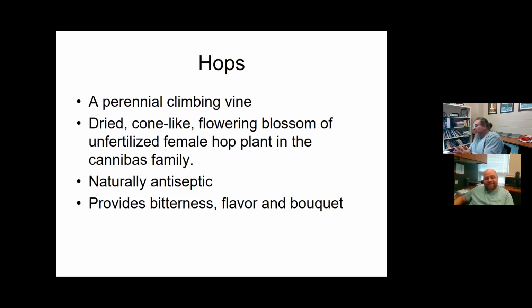Some of the neat things about hops is it's naturally antiseptic. So if you're making something for humans to consume prior to a time when you understood food safety, you add hops to this thing, and all you know is, wow, it stays good for a long time. It doesn't go bad. It doesn't make anyone sick. So hops has a natural antiseptic quality. It keeps the beer fresher longer.